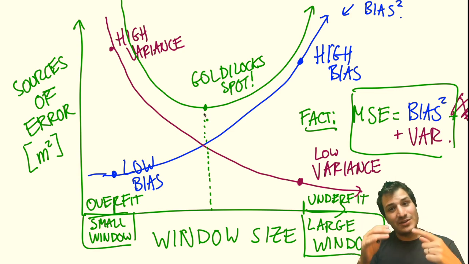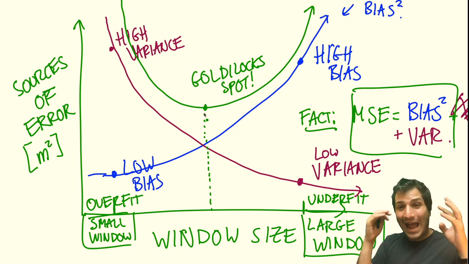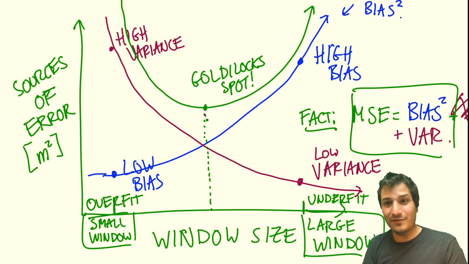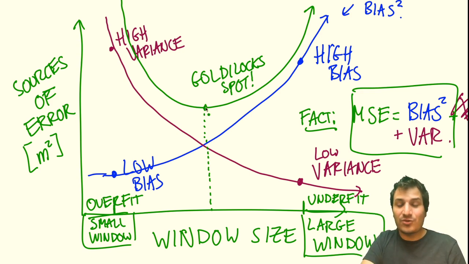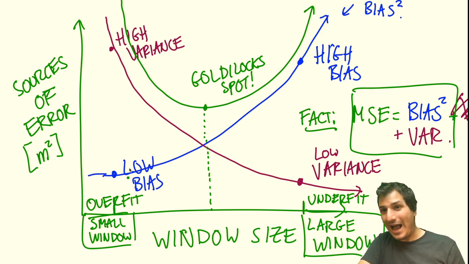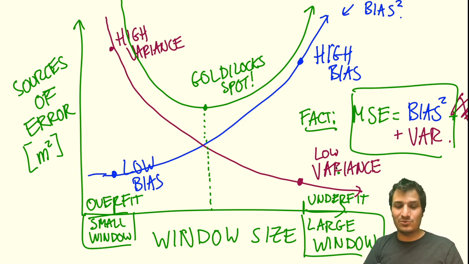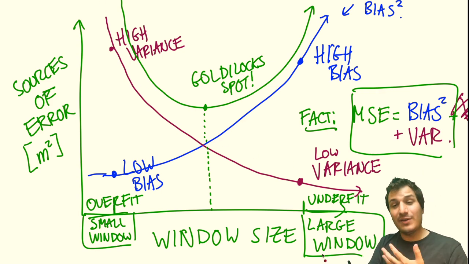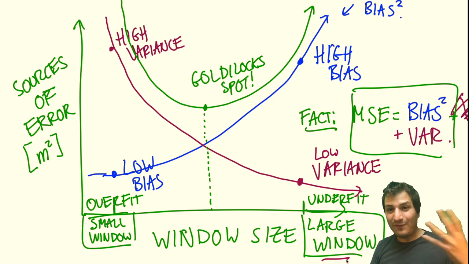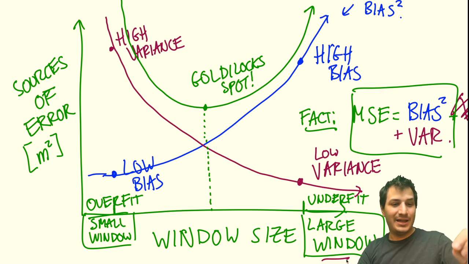The nice thing is, for this cannonball problem, it is simple enough. You can actually calculate these actual curves, and you can actually calculate the theoretical minimum. So you can draw a graph of this blue curve, you can draw a graph of this red curve, and you can see how they depend on the window size, and then you can do first year calculus and find the minimum. And that is what I did.